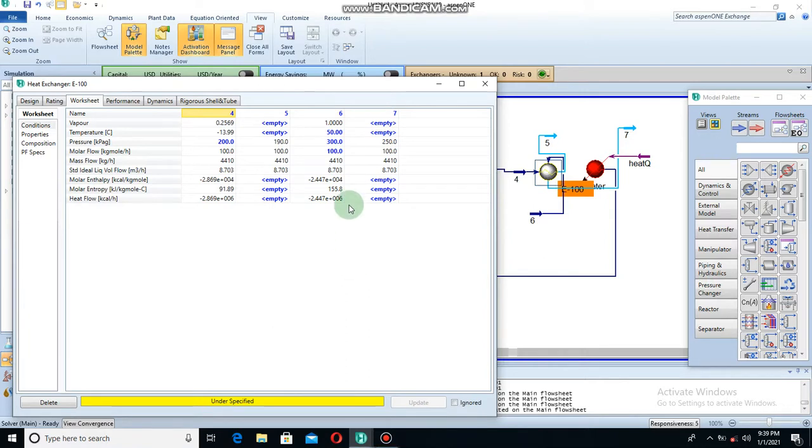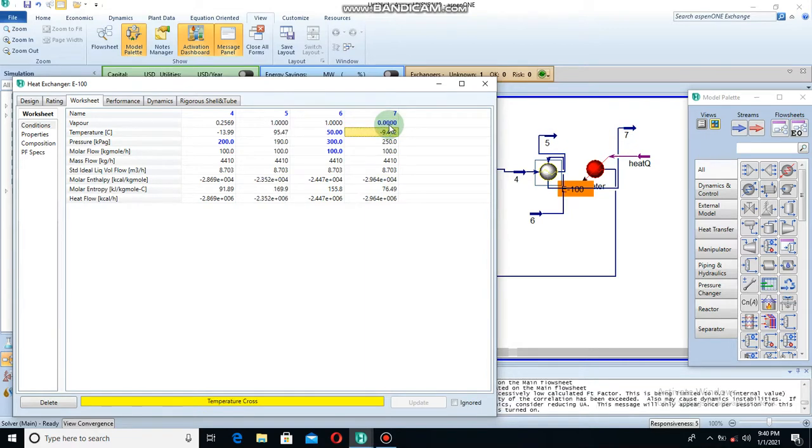Now it's my decision to specify what phase I want the output to be, the product that ought to be cooled. Do I want it in a liquid phase or do I want it in a vapor phase? I want it in a liquid phase, and now my system is converged.